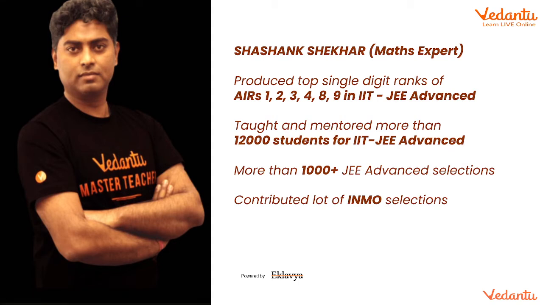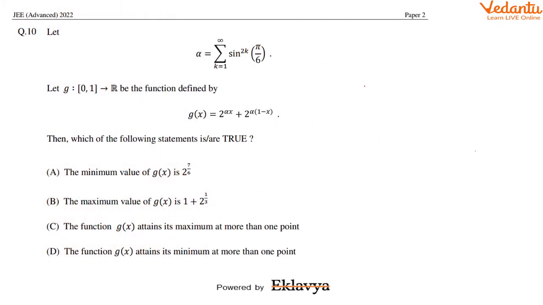So, in this video, I have taken a question from JEE Advanced 2022 Paper 2 Mathematics Part, question number 10. You can see the question here. It says alpha is the value of this infinite series, whose first term is sine square pi by 6, and the common ratio is also sine square pi by 6, an infinite GP.